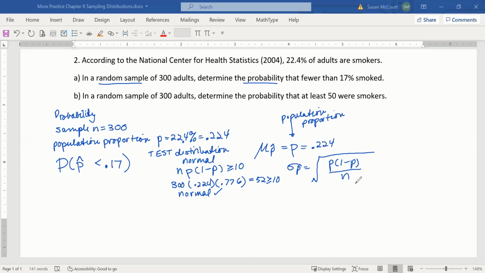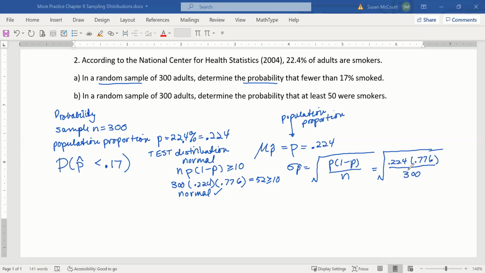I talked to a few people who've been having trouble calculating this. So if you want to practice calculating right now and make sure you get what I get, it's a good idea. So we're going to do the square root of 0.224 times 0.776 divided by 300.